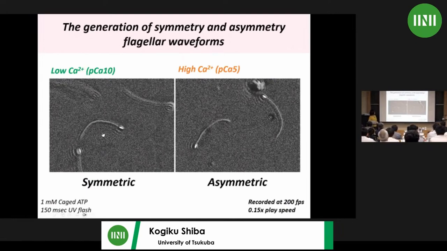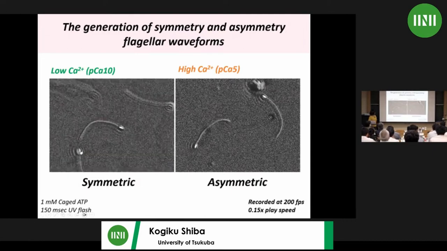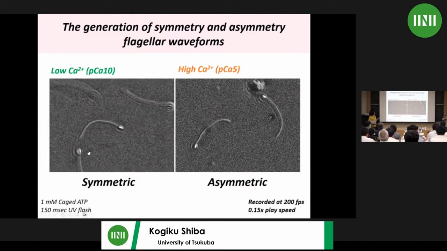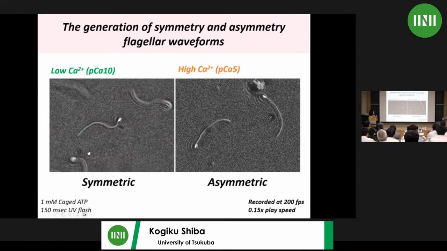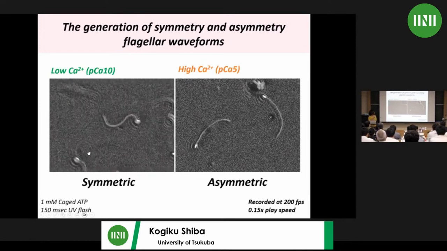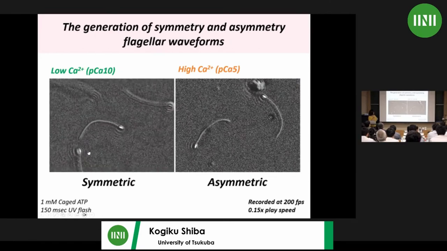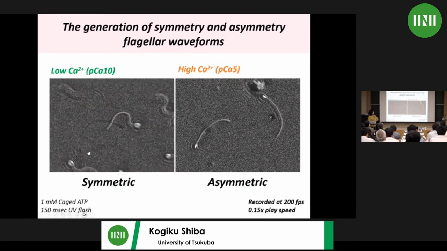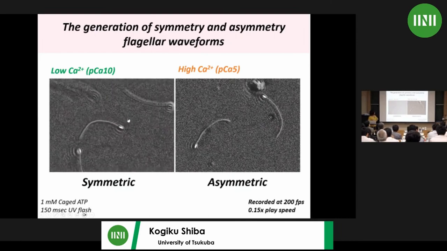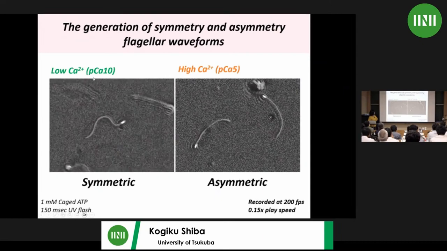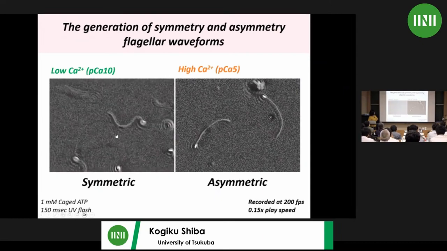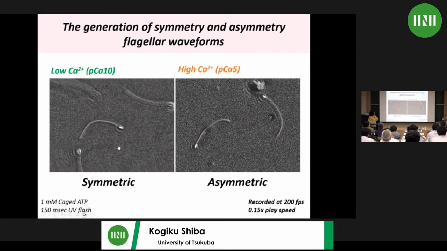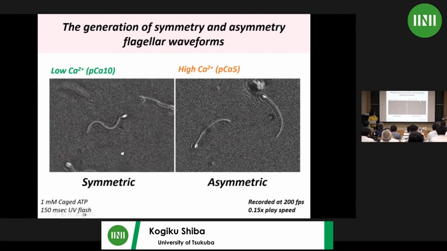Here is a demembranated sperm, incubated with caged ATP. Before the UV flash, the sperm is immotile, but if we flash UV, ATP is released from the caged compound. You can see the flagellar waveform generation. This is the low calcium condition. You can see the symmetric waveform occurs like this.